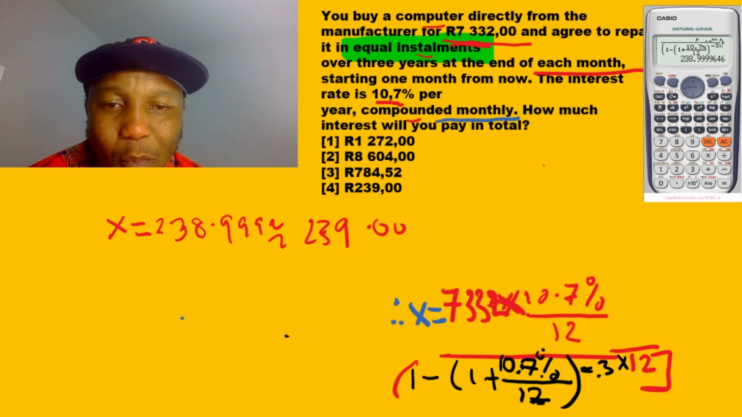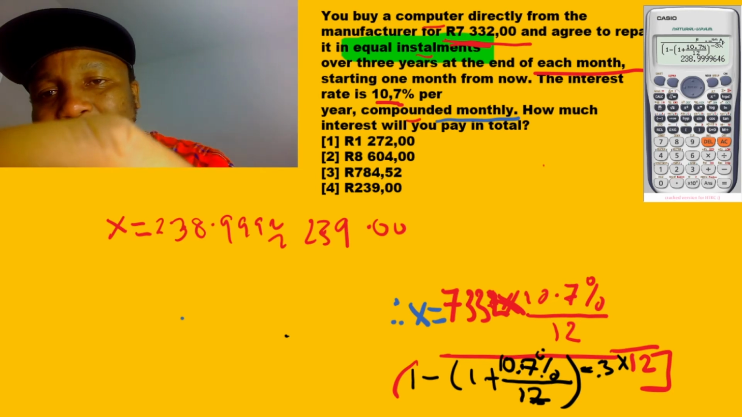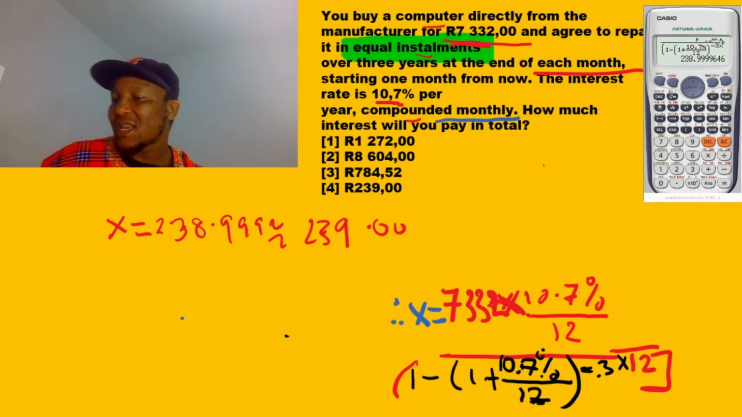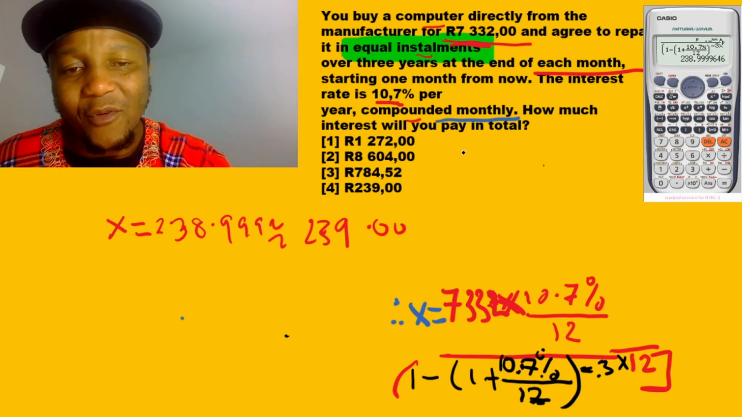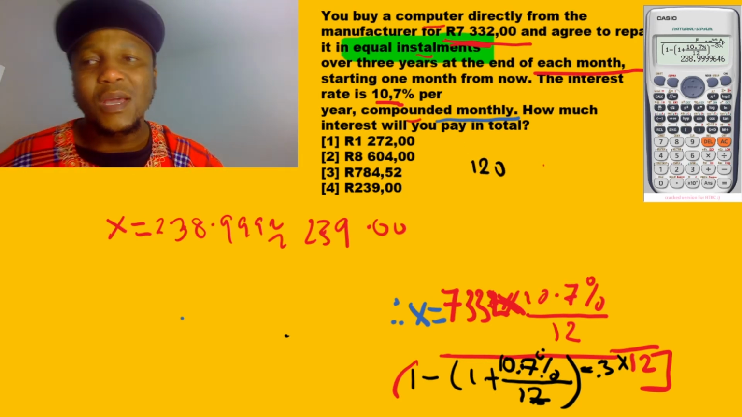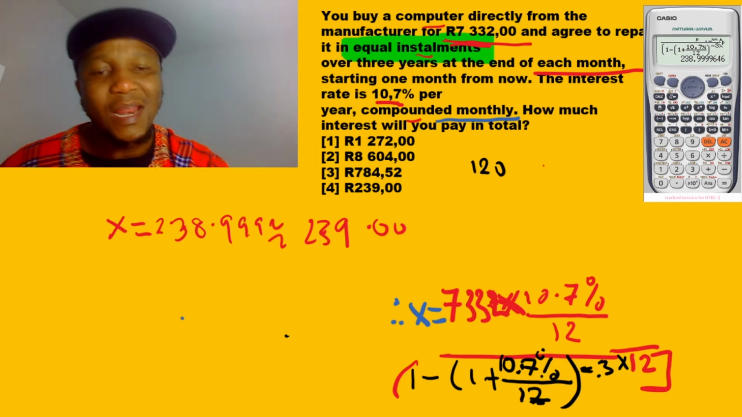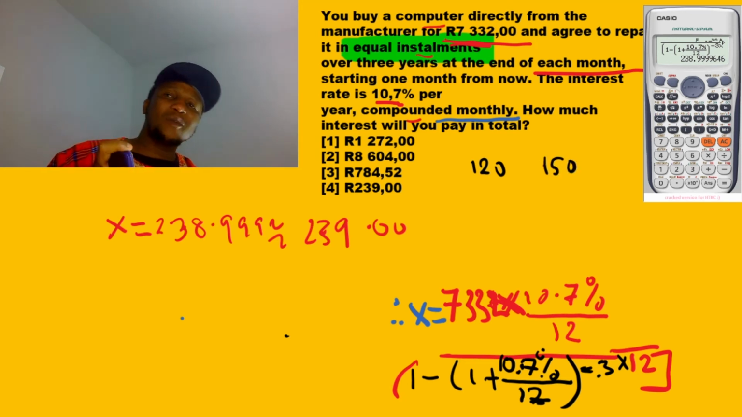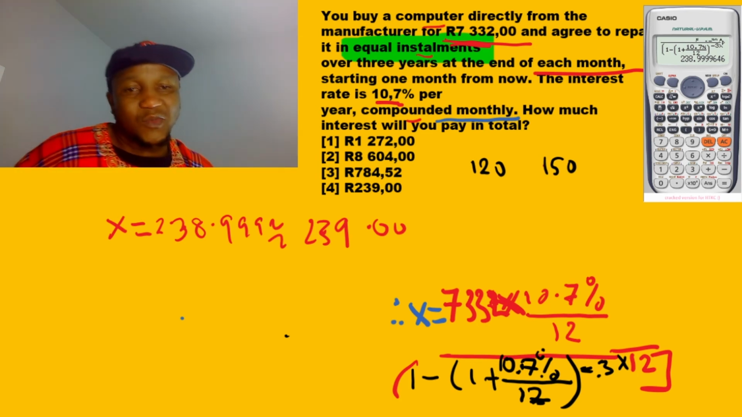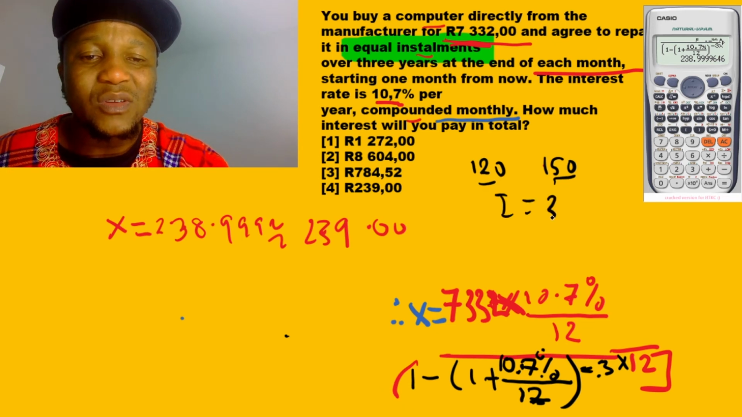They ask us how much will the interest be. Okay, what is interest? Listen. If you start your business, let's say I want to sell a calculator. Let's say I bought this calculator for $120. And after 1 year, I decided to sell it, and I sold it for $150. So what is interest? Interest is the amount that you have made minus the one that you started the business with. So we're going to say 150 minus 120, so our interest is equal to 30.